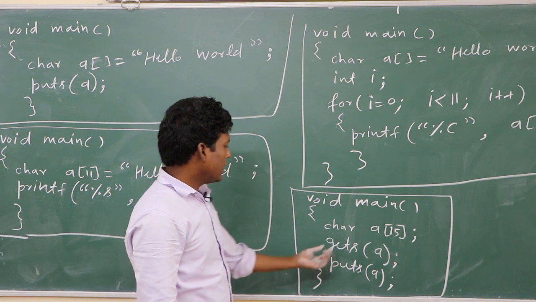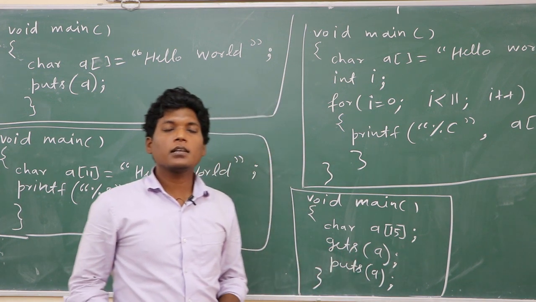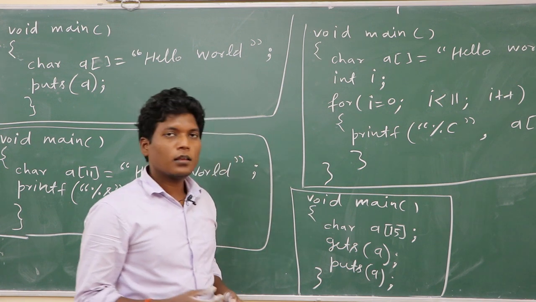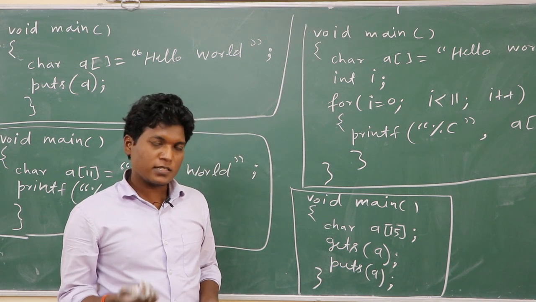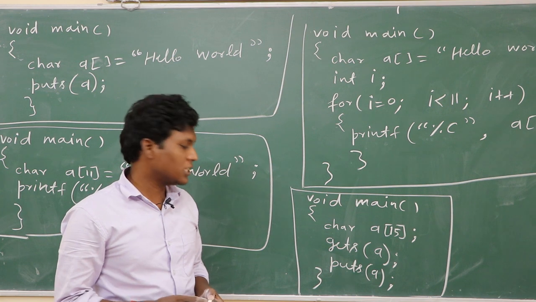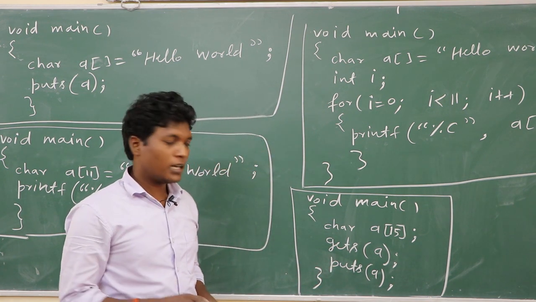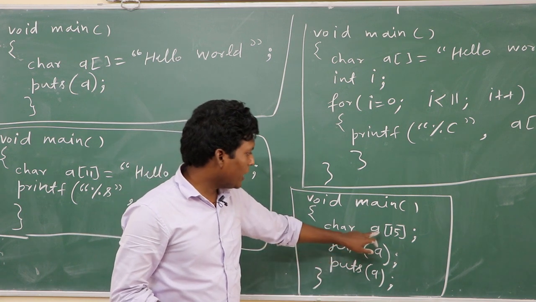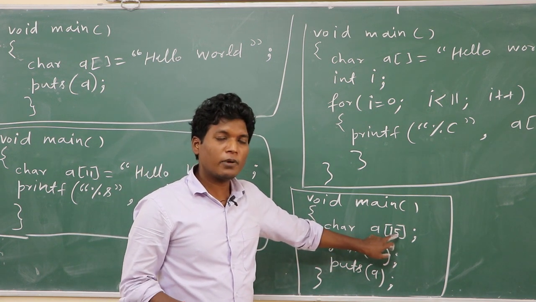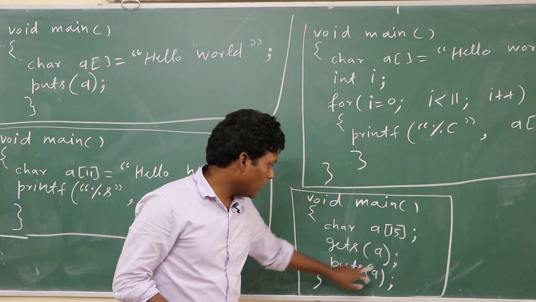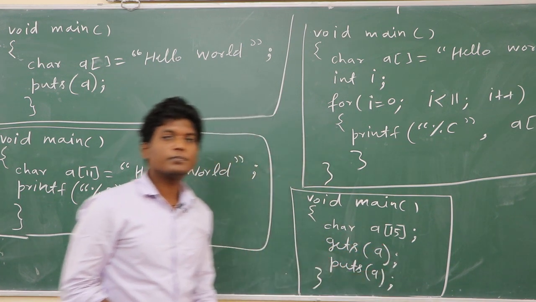So class, gets is a predefined function which is used to take the string, to input the string, and puts is a predefined function used to print the string. Here we can store up to 15 characters. So the user can input the string here, and here we can print it.